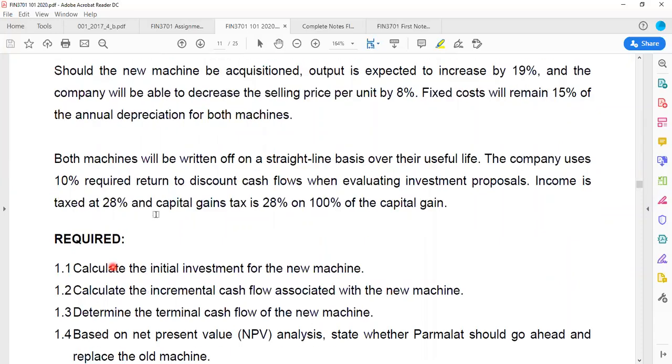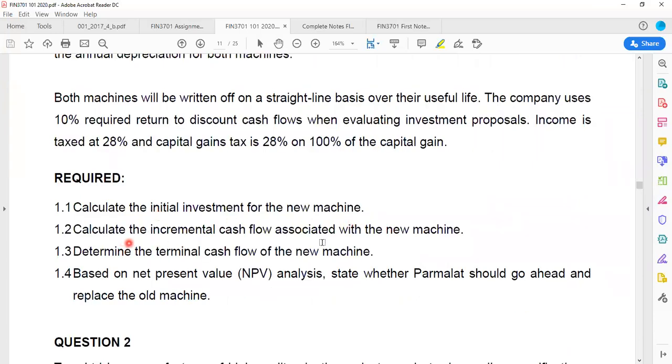Then we are asked to determine the initial investment, the incremental cash flows, the terminal cash flow, and then the net present value. I want to focus on the initial investment since I gave you some background on this, so I want to show you how we would calculate that.